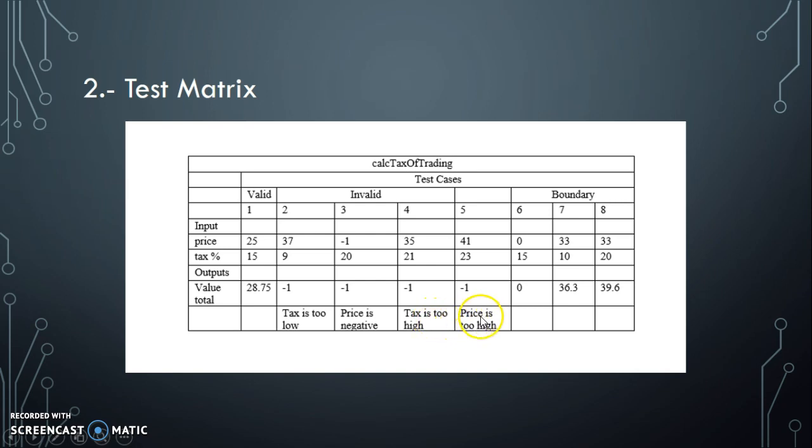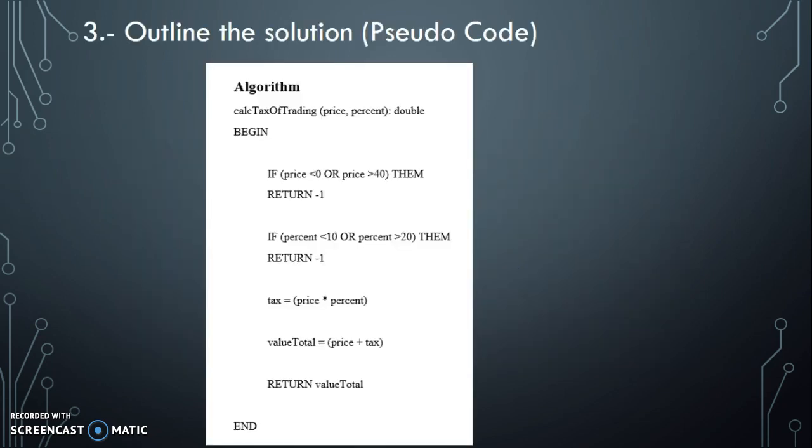Anyway, this is the output when it is wrong. When it's boundary, the value is not bad, but it's not good. It's good, but optimal, right? This is the algorithm we follow to obtain this result.